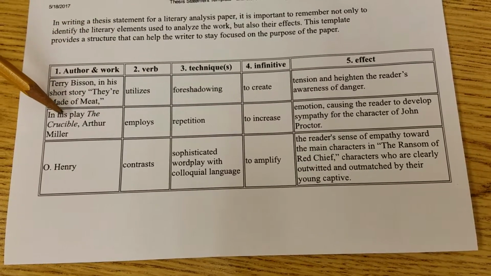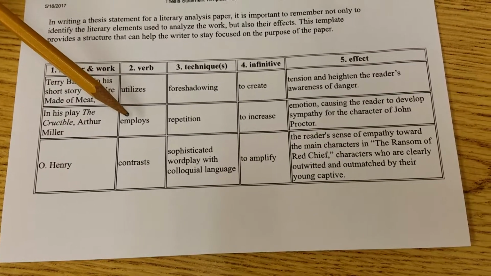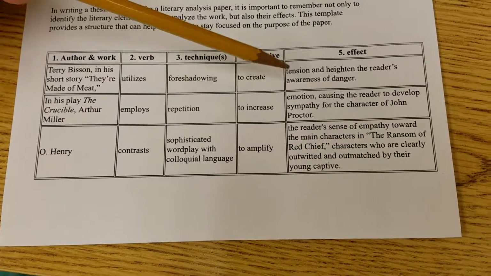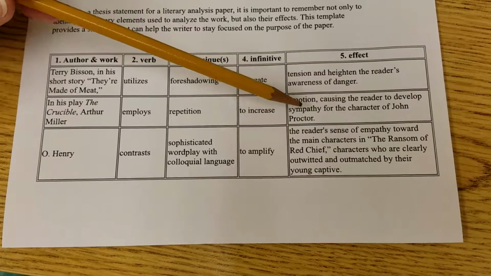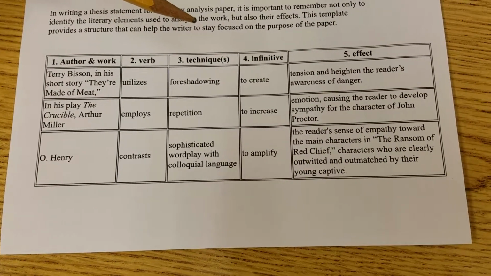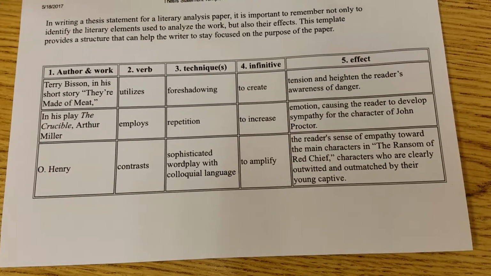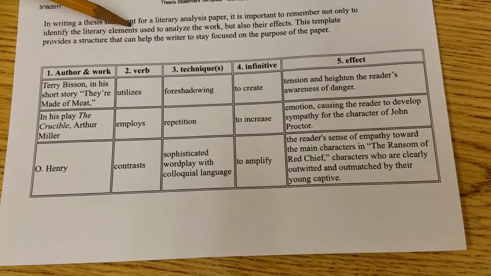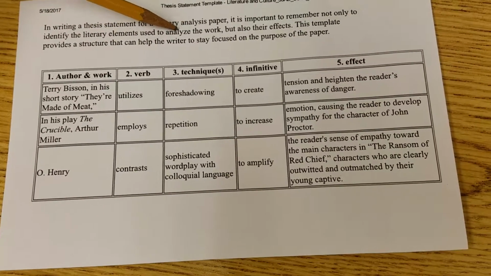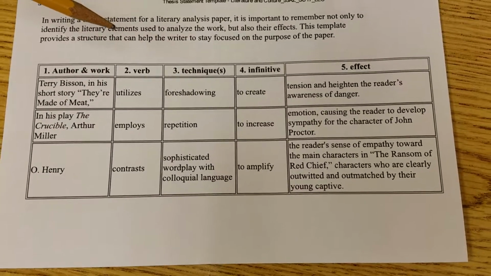Or, in his play, The Crucible, Arthur Miller employs repetition to increase emotion, causing sympathy for John Proctor. Again, that is an arguable thesis. That is something you can prove. You can point to quotes and say, here, what Proctor says or what happens to Proctor makes the reader feel sympathy for him. Okay, so that's provable.